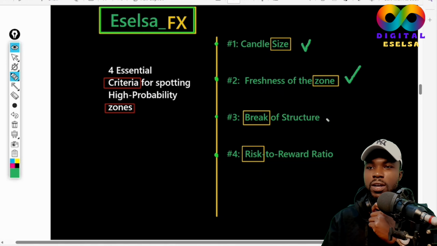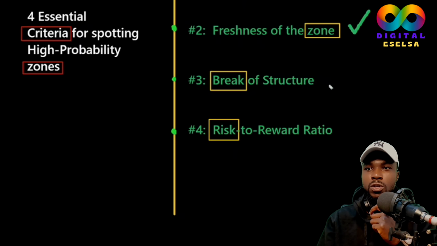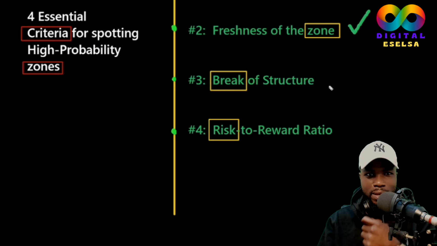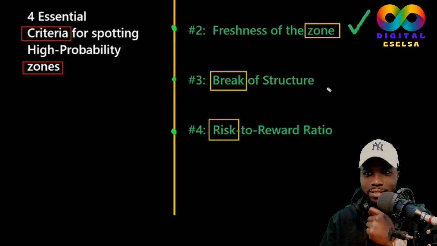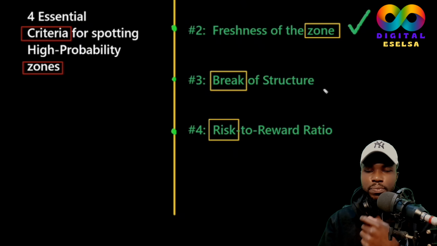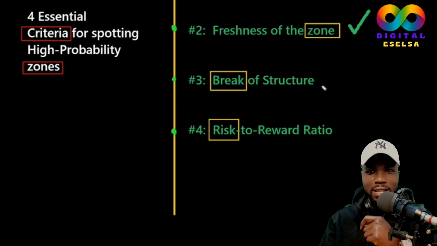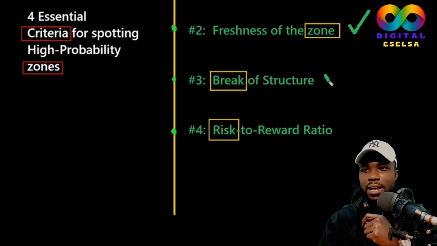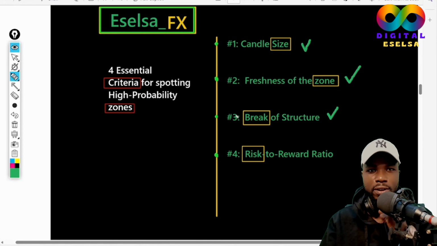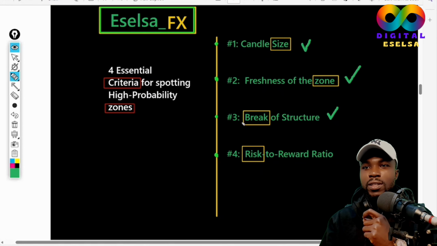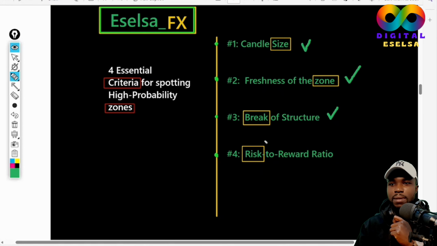Now, break of structure. A valid supply or demand zone should be able to make an impulsive move or an aggressive move that was able to break structure to the upside for a valid demand zone, and break structure as well to the downside for a valid supply zone. This is a criterion that must be met before a zone should be called a valid supply or demand zone.